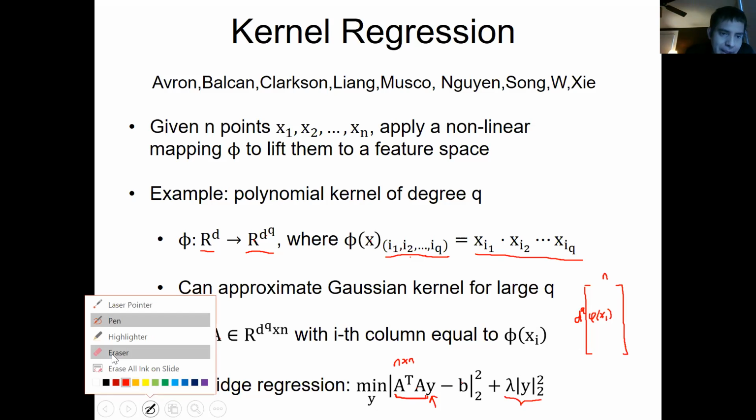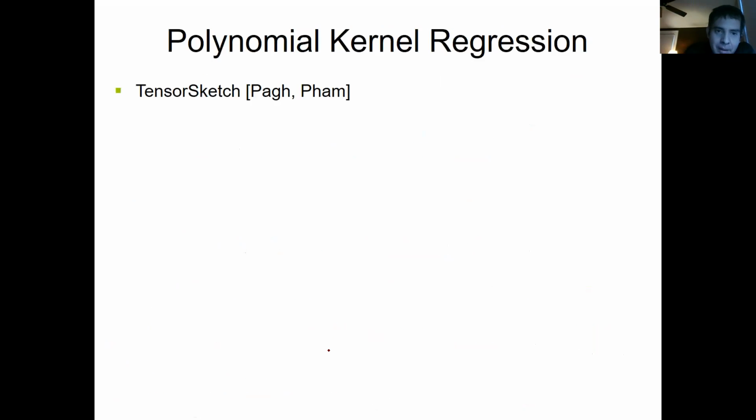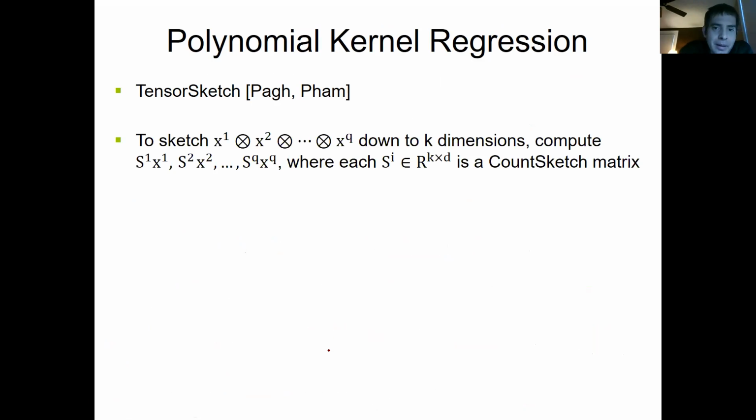And it turns out that you can. So there's this nice sketch called the tensor sketch due to Pagh and Pham. And the way it works is as follows. So I'll describe it for sketching an individual vector. So I have a tensor product of q d-dimensional vectors, x1 through xq. In our polynomial kernel example, all the xi's are the same. And I want to sketch this down to a small number of dimensions, say k.